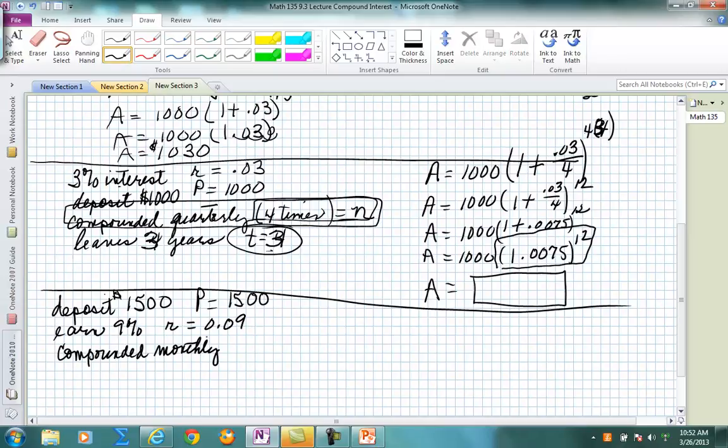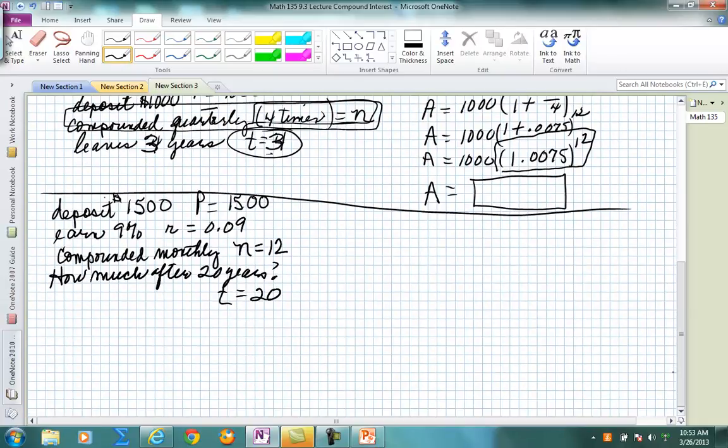The question is, how much money will he have after, let's say, 20 years? So the time is 20. So now we have all the information that we will need to solve this problem. The amount of money he will have in the bank will be the $1,500 he deposited times 1 plus the rate of 9 hundredths divided by 12, the number of times it will be compounded, raised to the N, which is 12, T power.